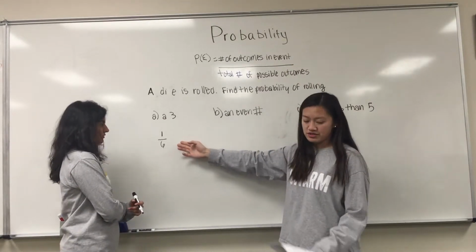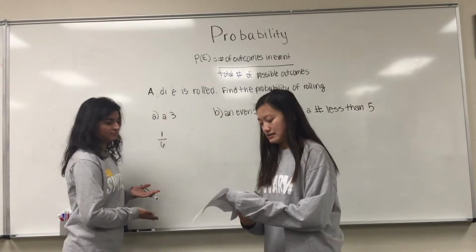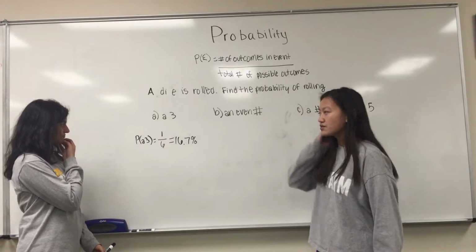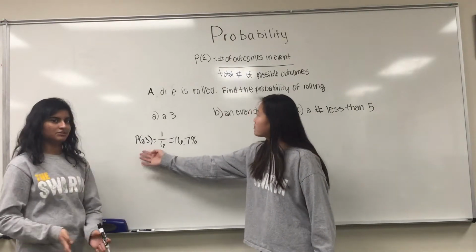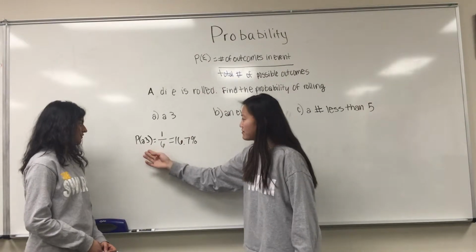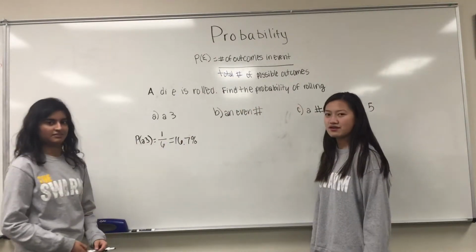And if you wanted to put it in a percent, you could, because the percent is about 16.7%. So we forgot to put the parentheses, probability of the event, and the event is a 3, and this is your total answer. We suggest doing this because your teacher might take points off.